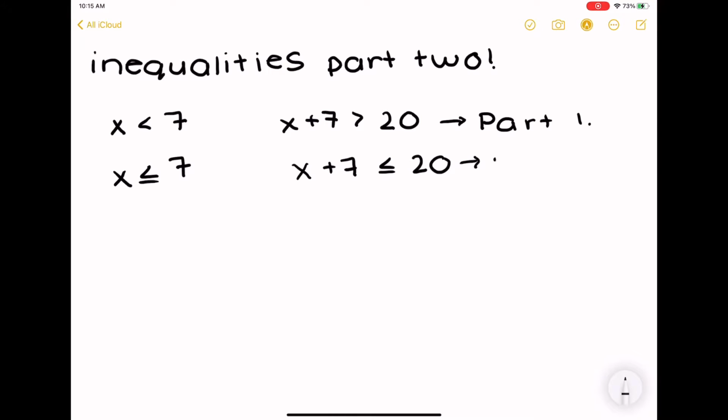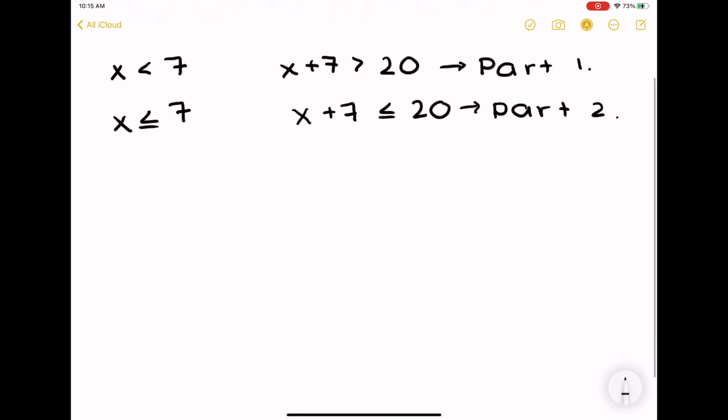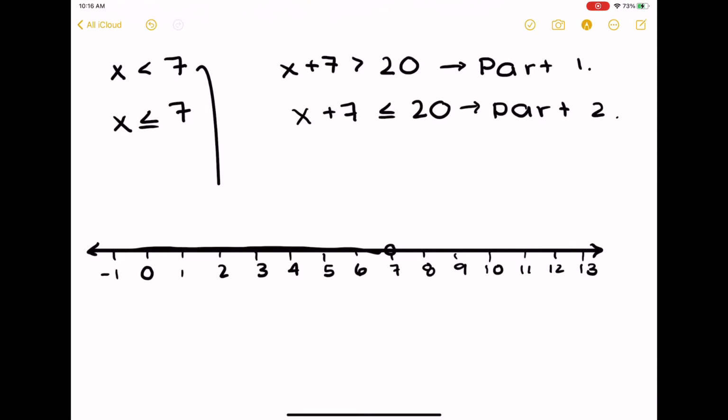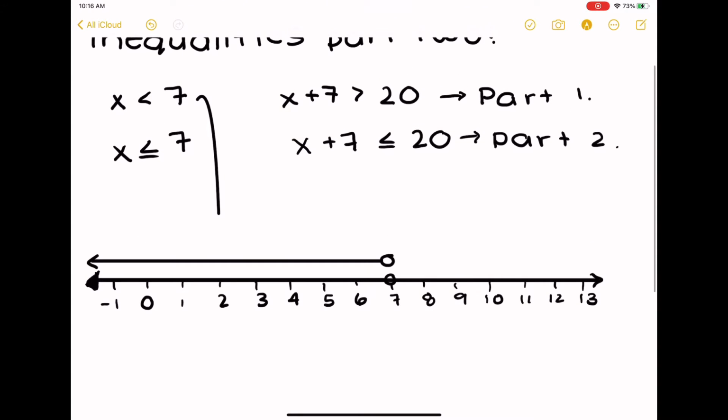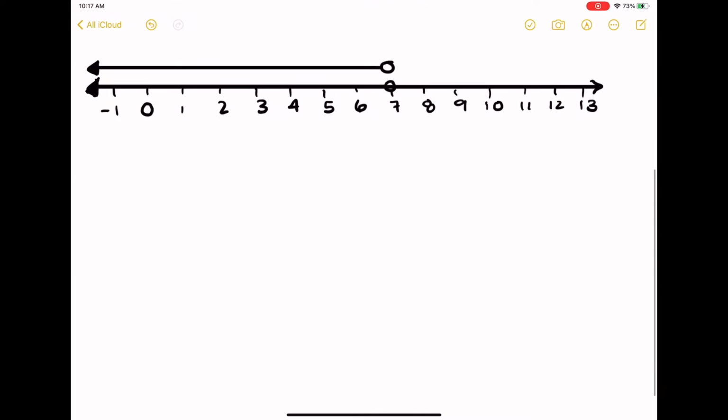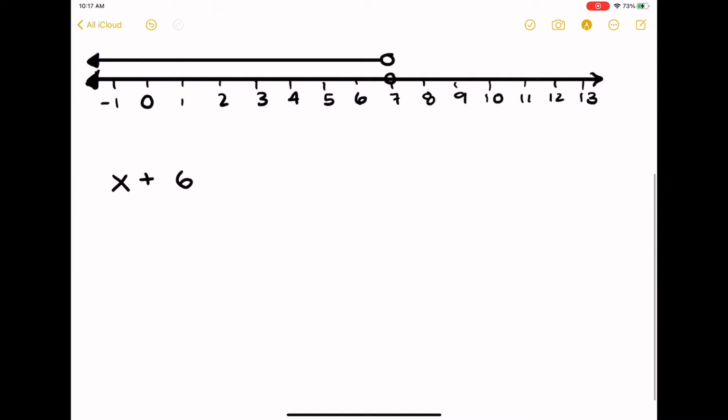So if we were to try and graph something like x is less than 7, so that's the first one here, we would draw our number line just like this, and we would put our points, and we would have a hollow circle on 7, and then we'll fill in the line from behind it. But another way is you can also draw on top, and I actually prefer to do it this way just so that it's clearer, but you can do however you like.